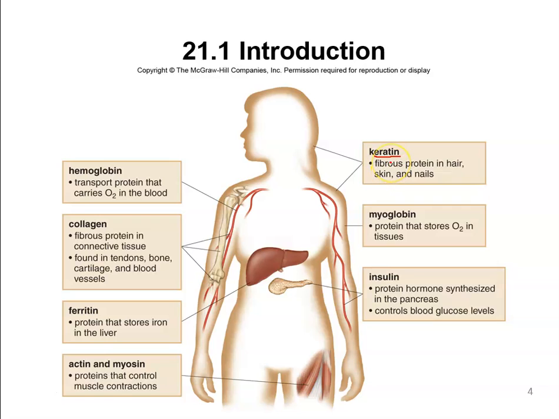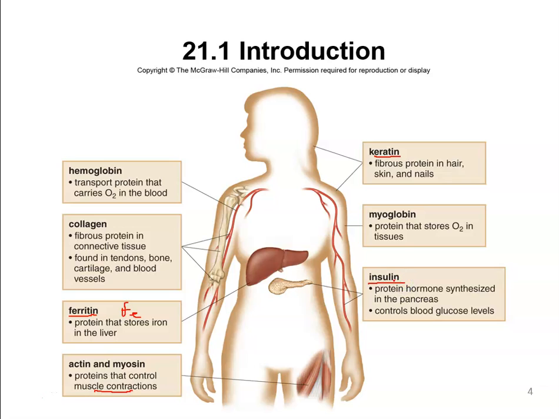Ferritin is a protein that stores iron in our liver. If you remember, iron is Fe, which stands for ferrous. That's where this ferritin is coming from. Actin and myosin are proteins that control muscle contractions. If you've ever taken anatomy and physiology, you learn a lot about actin and myosin.